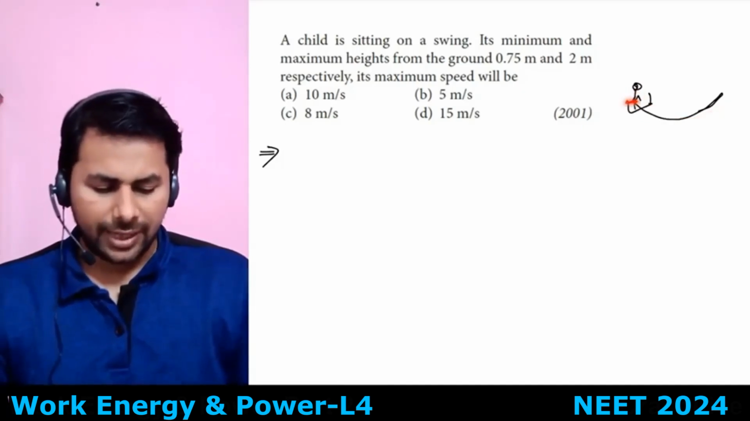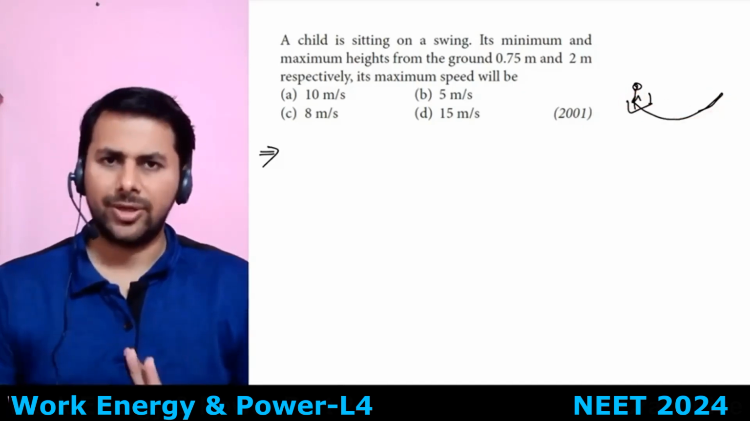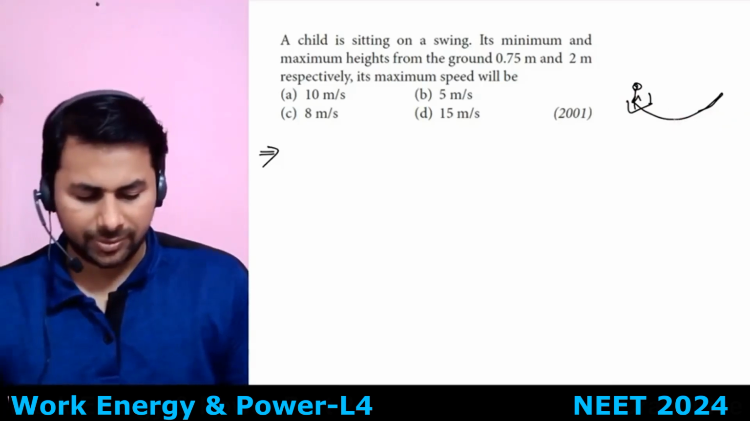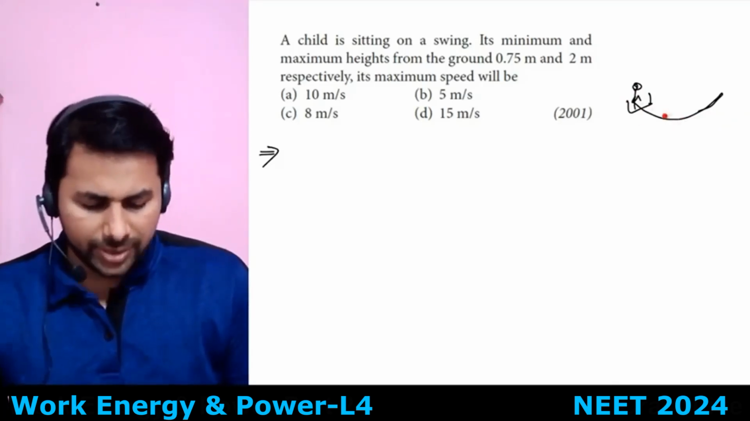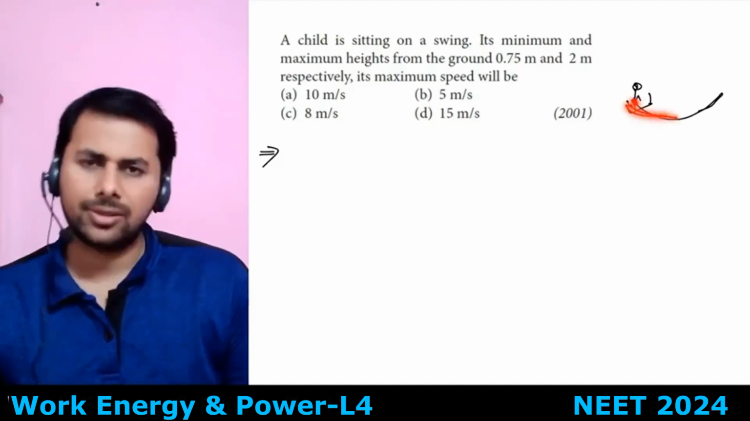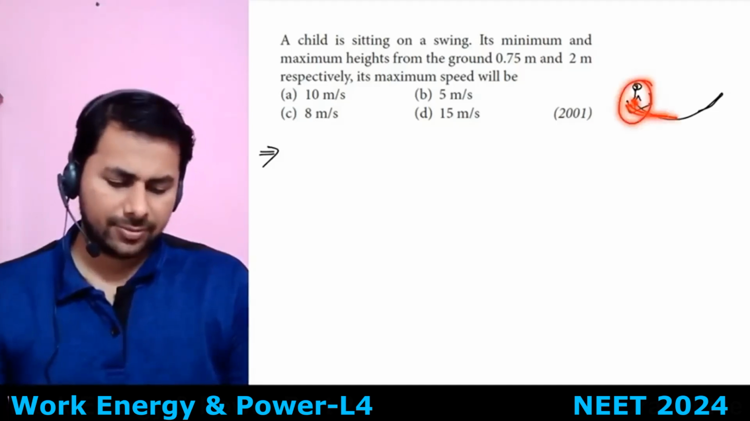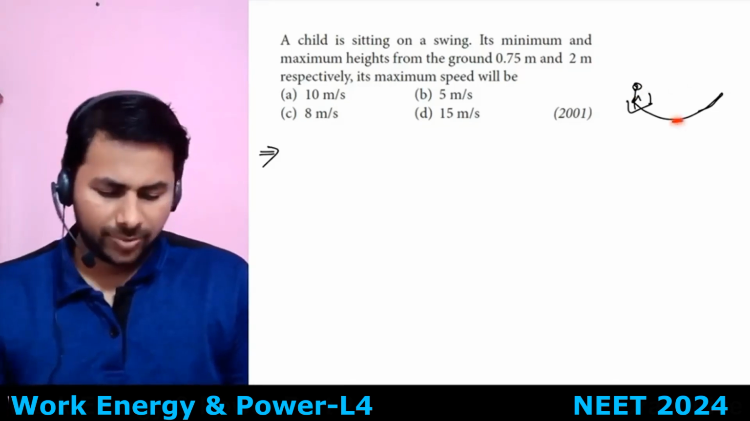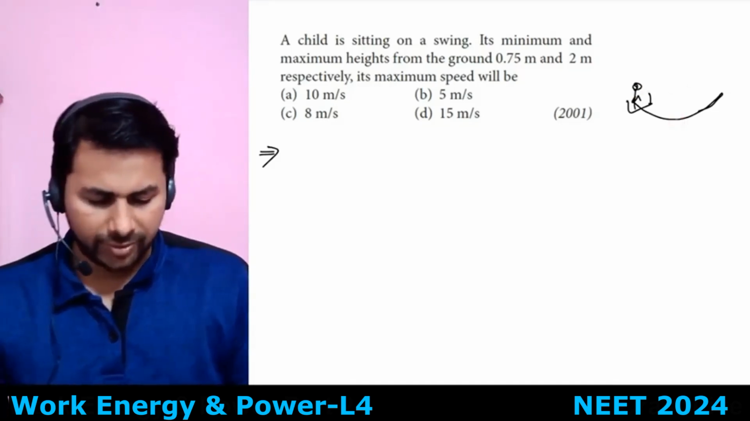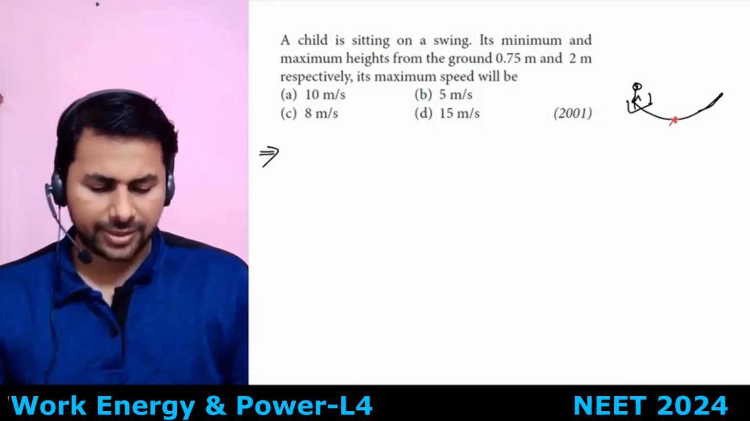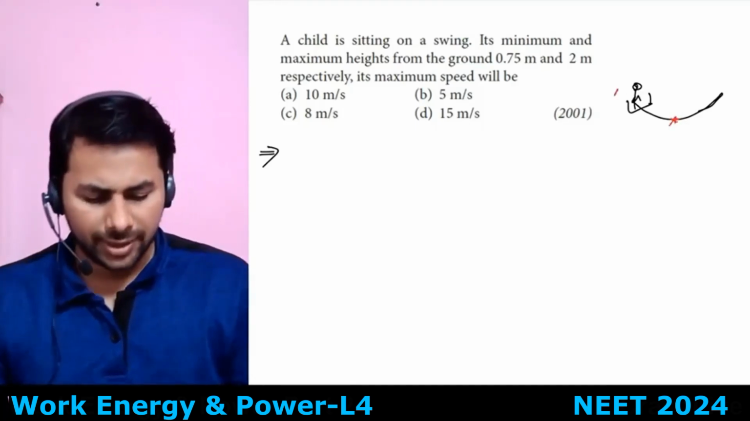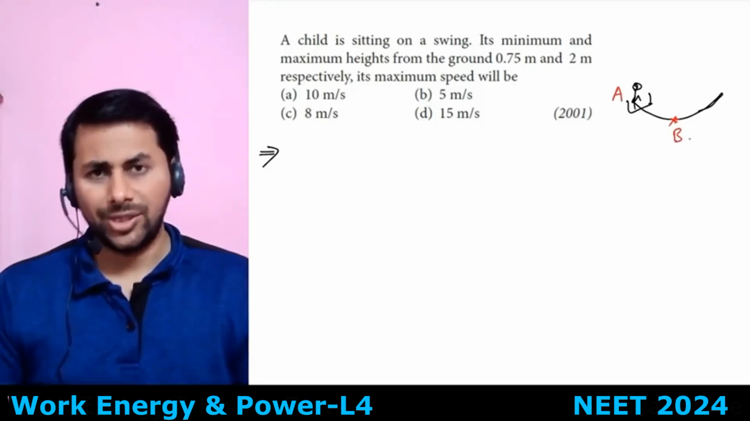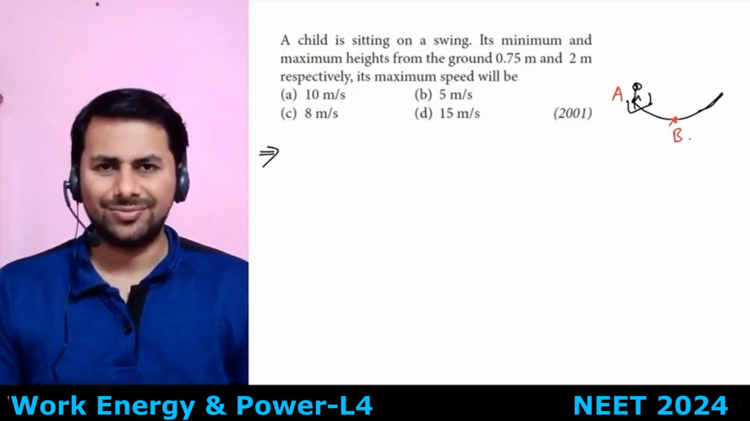Right. So at this point and this point, velocity will be 0. At this point, it will be maximum. Because when it goes to this point, again it has to come back, so velocity will become 0 momentarily. So at this point v is maximum. So what changes? Let's suppose this is A, this is B. Potential energy changes, right?